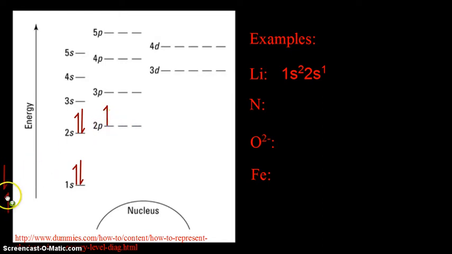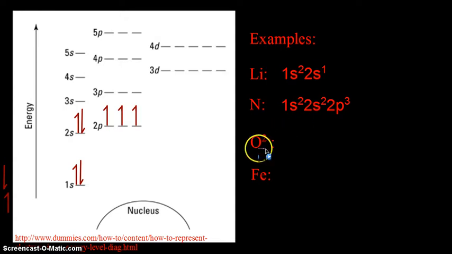The 6th electron goes into the next 2p, and then the 7th goes into the final 2p orbital. So nitrogen has 3 unpaired electrons in the 2p orbital. Its electron configuration would be written like this: 1s2, 2s2, 2p3, and you can see when you add up the superscripts again, 3 plus 2 plus 2 is 7.